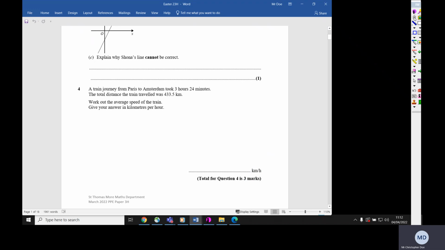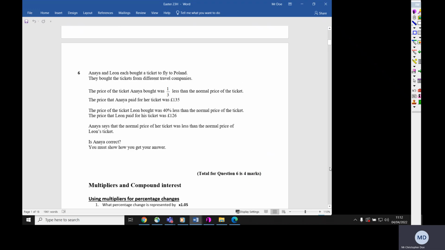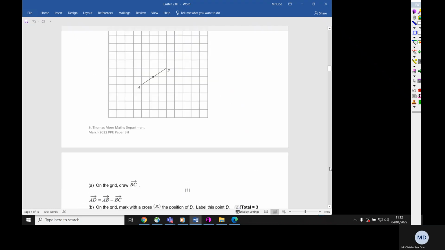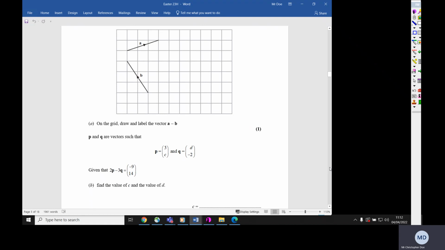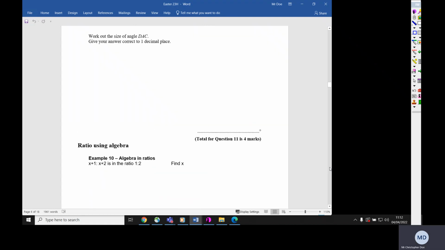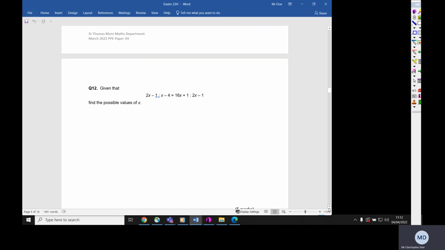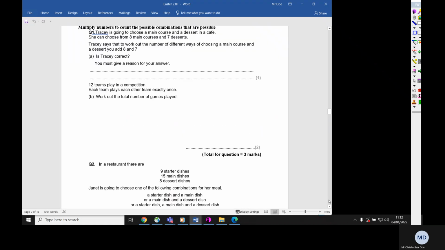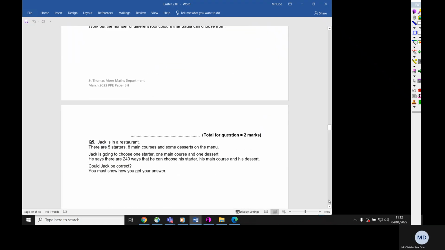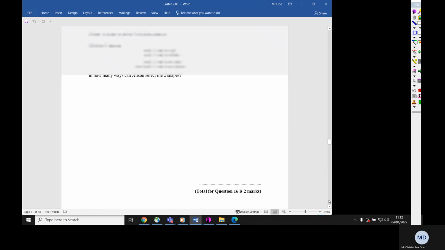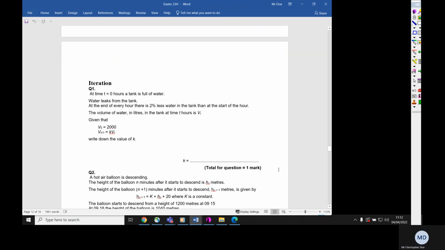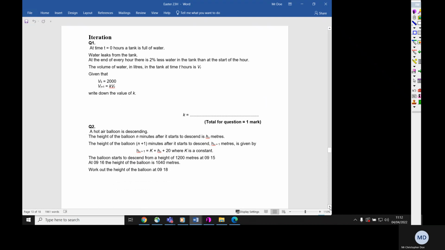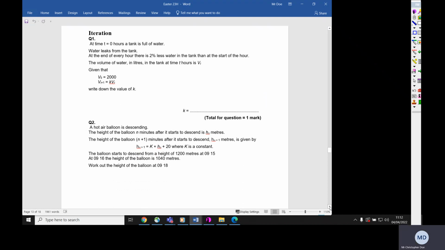So, iteration we were doing, weren't we, next? Iteration is partway through this booklet. I don't know. I didn't put page numbers on, did I? It's question, yeah, 3 from the back. Iteration.